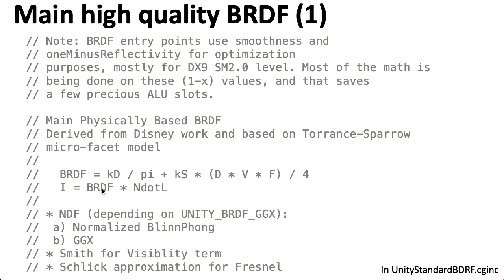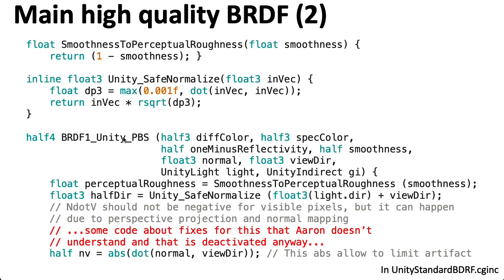And then remember, after we compute the BRDF, we need to multiply it by n.l. And actually, it's a little bit confusing because this routine actually doesn't compute the BRDF itself. It computes BRDF times n.l, this Lambertian term. All right, so if we dig into this a little bit, we convert smoothness to perceptual roughness by just taking 1 minus the smoothness. There's this safe normalization of our computation of the half vector, and that safe normalization is basically set up to avoid issues with division by 0.